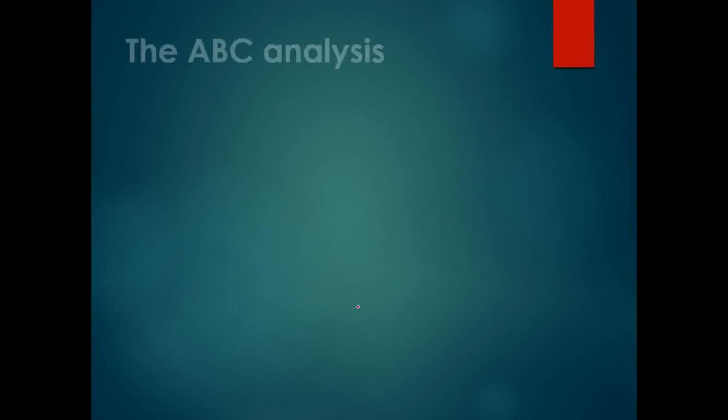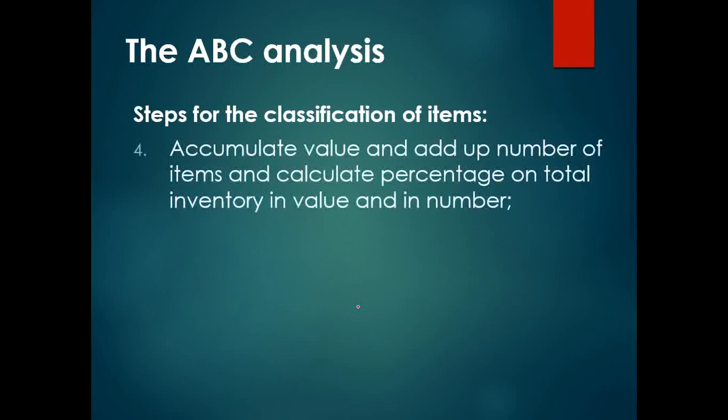That is the third step. Then in the fourth step, I will accumulate the value and add up the number of items and calculate the percentage on total inventory in value and in number. So I am going to calculate the percentage of value. This total amount I will get of the whole project. This much total amount is there for all the items. So one item's cost divided by the total expenditure for the items will give me the percentage of the total inventory in value. Okay, that is the fourth step.